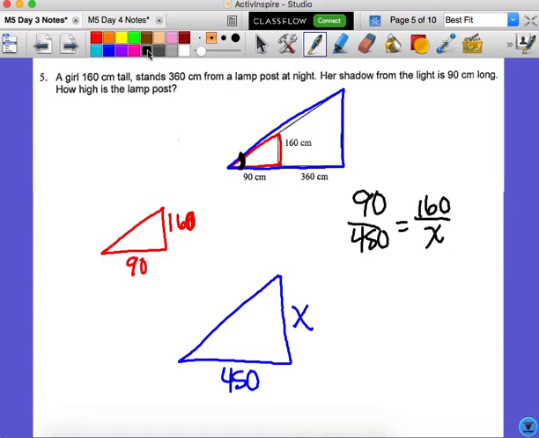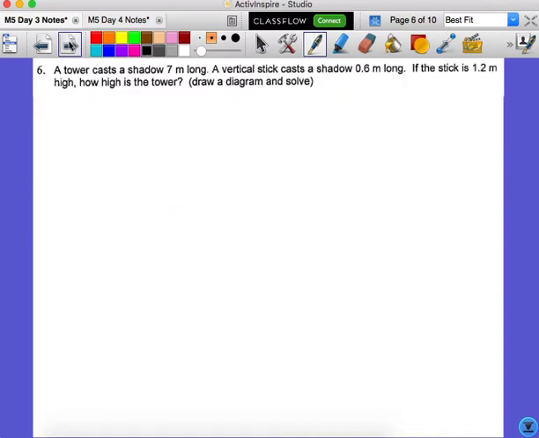So again, the reason for that, if this is vertical and this is vertical, I can safely assume that this angle is the same as this one. So this is secretly an angle-angle similarity problem in disguise. So with this one, I've got 160 times 450 is going to be divided by 90. So I end up with x being 800 centimeters. So the lamp post is 800 centimeters tall.